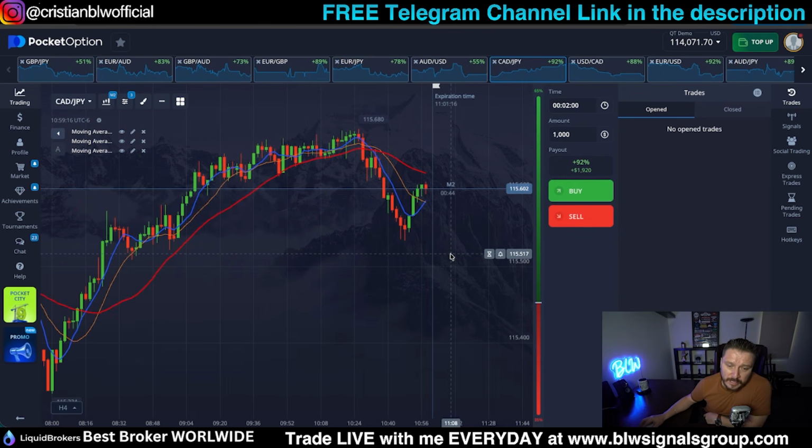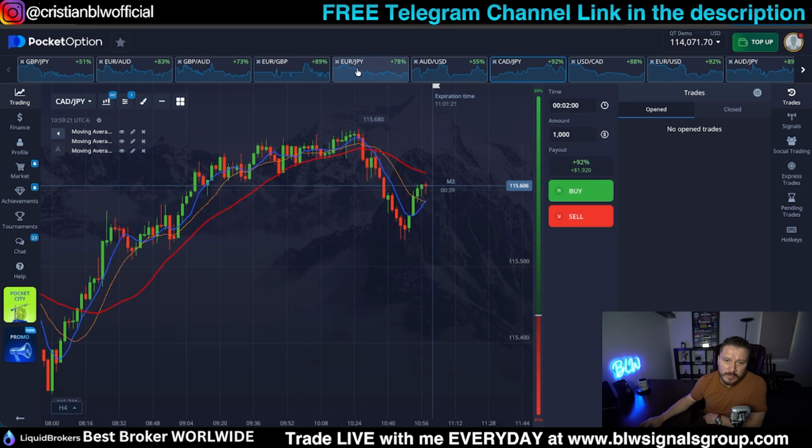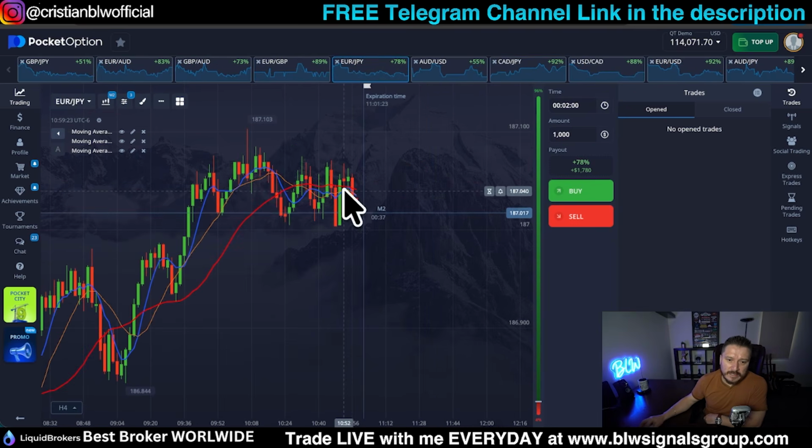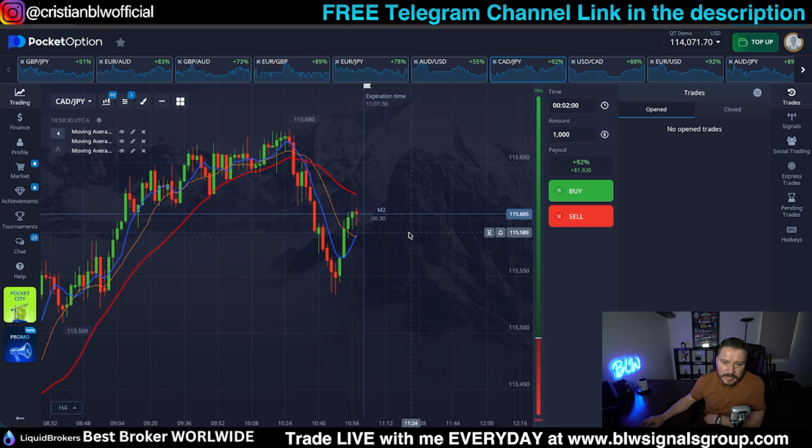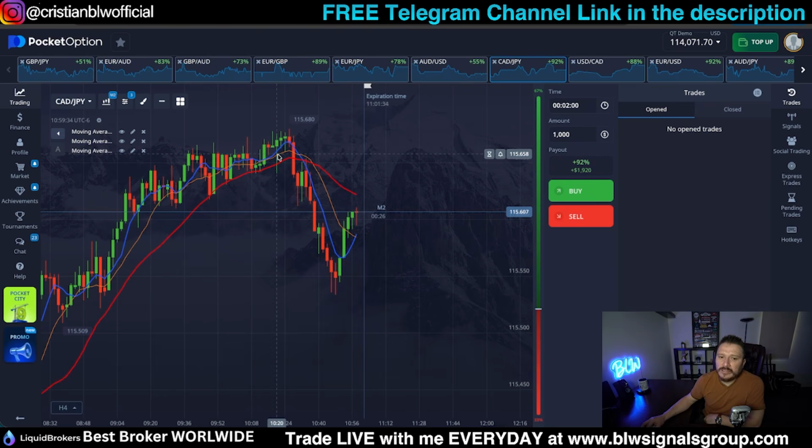Another thing that you need to filter while we wait for this entry is the stable markets. Stable markets basically is this. You see the candlesticks crossing the red moving average all the time, that's not good. That's not what we want. We want a stable market, whether it's going up or going down.